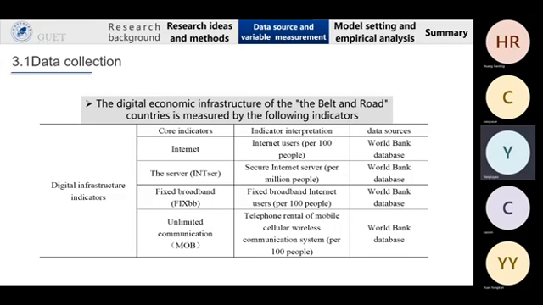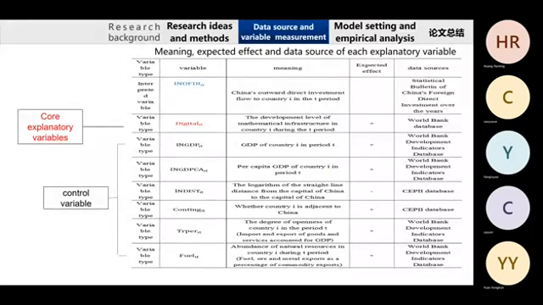The digital economic infrastructure of the Belt and Road countries is measured by the following indexes: the core indicators, indicator interpretations, and data sources. This is our data sources. Our core explanatory variable is digital, and the explained variable is the flow of investment, and the control variables are GDP, GDPCA, index, distance, and internet users.